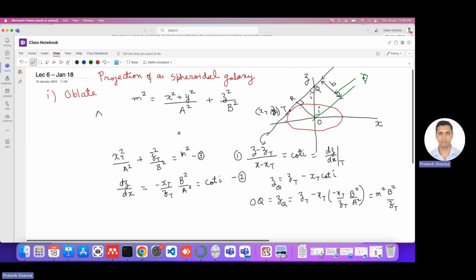Now we want OR. OR is the apparent minor axis value, and that's nothing but OQ times sine I. So the apparent minor axis is equal to OQ times sine I, and that is what?